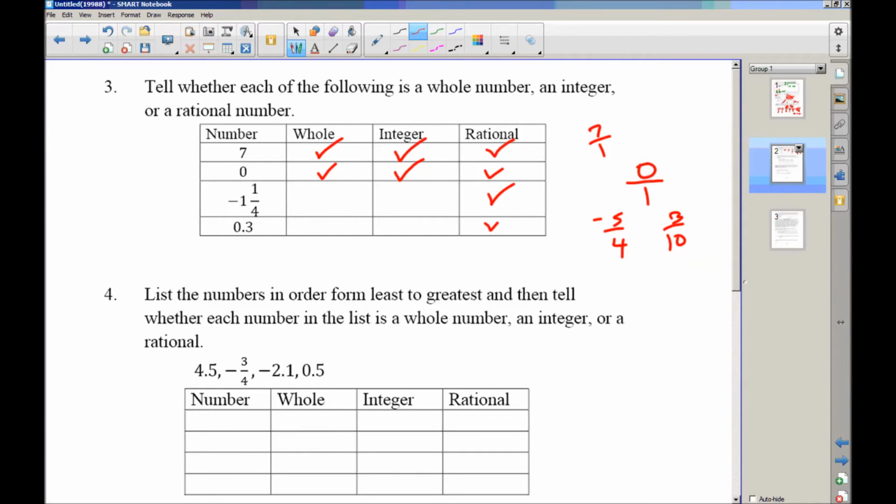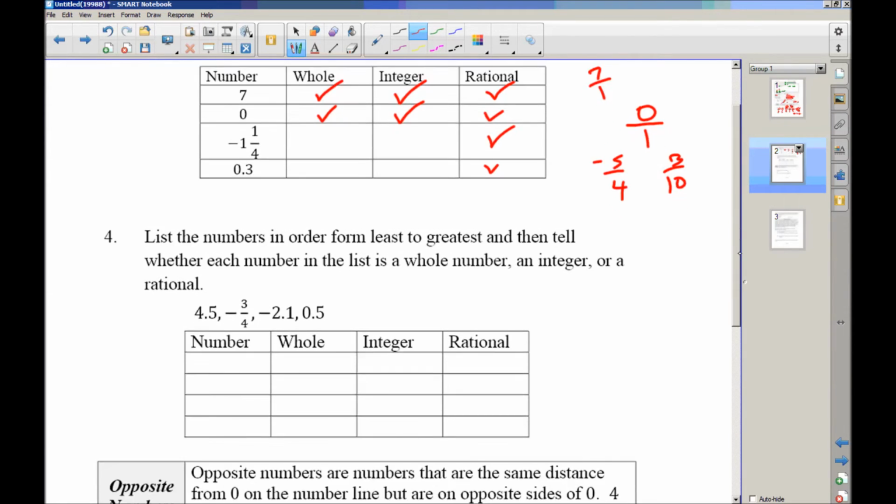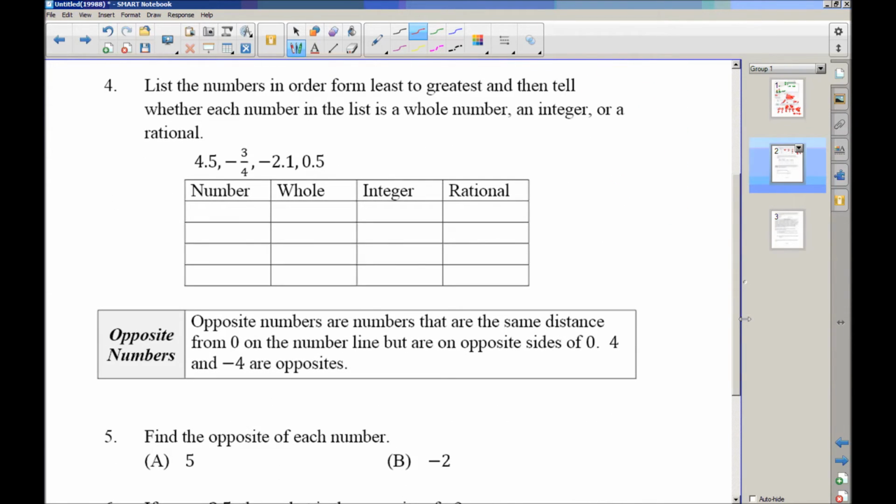Okay. All right, list the numbers in order from least to greatest and then tell whether each number in the list is a whole number, an integer, or a rational number. So first off, the smallest numbers are going to be negative. This one, negative 3/4, is really like negative 0.75, and that's definitely bigger than negative 2.1. I'd rather owe 75 cents than $2.10. So negative 2.1 comes first, then negative 3/4.